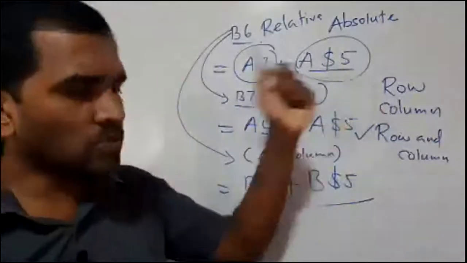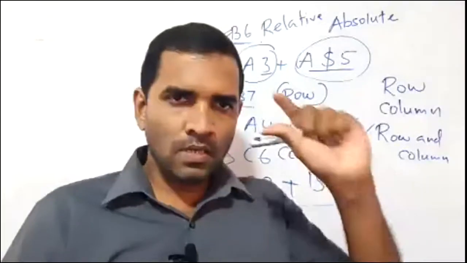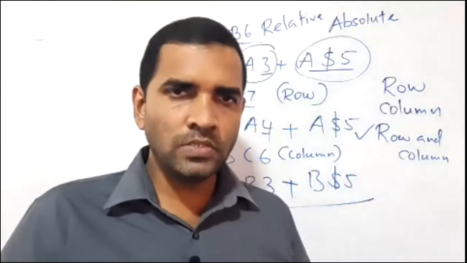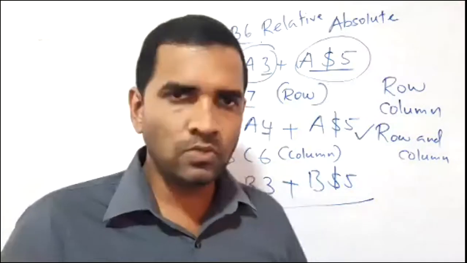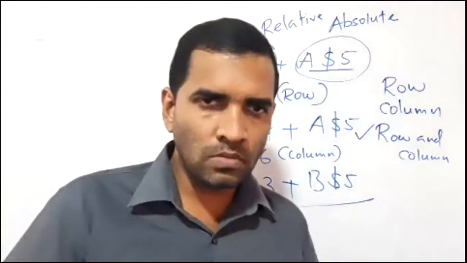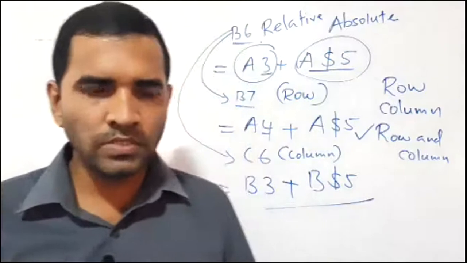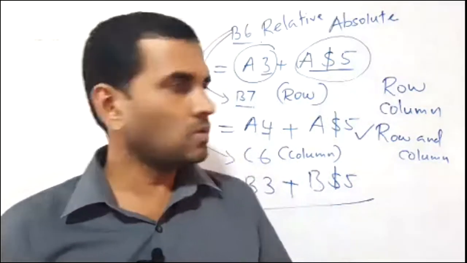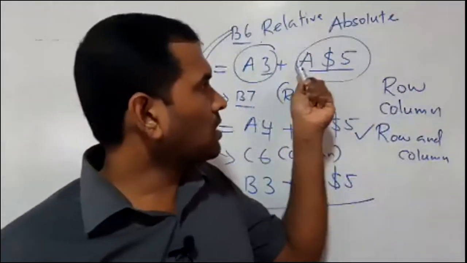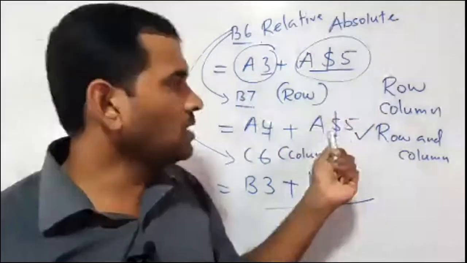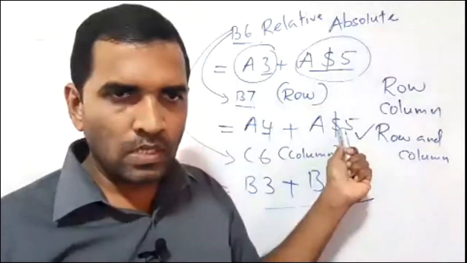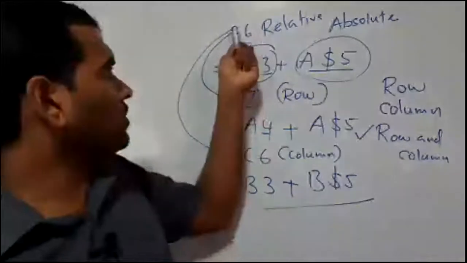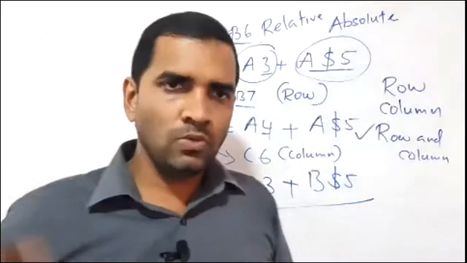Look here. What is row absolute? It's very simple. If a row in a cell address is not changed when the formula is copied to another cell, then it is row absolute. $5 remains $5. Even if you copy this formula anywhere in the worksheet, now we went from B6 to B7, you may copy to any other cell.